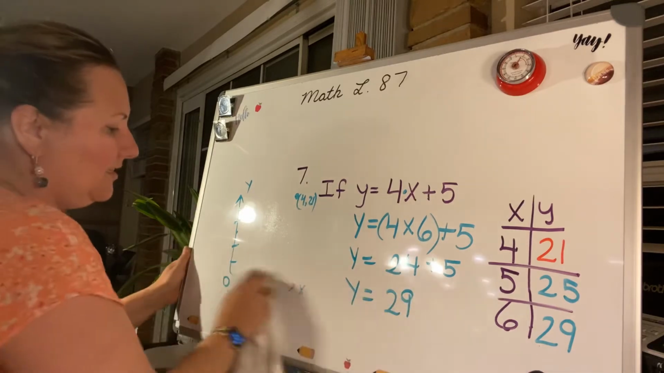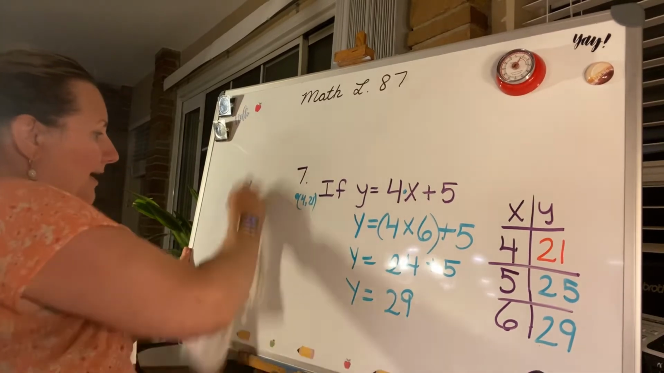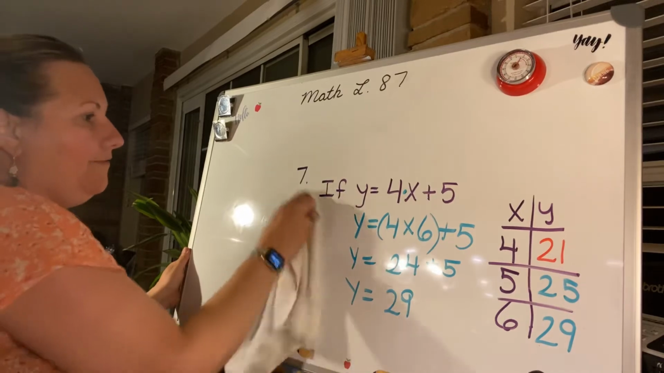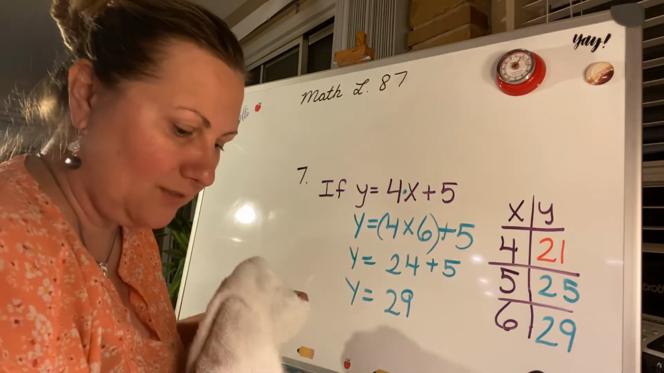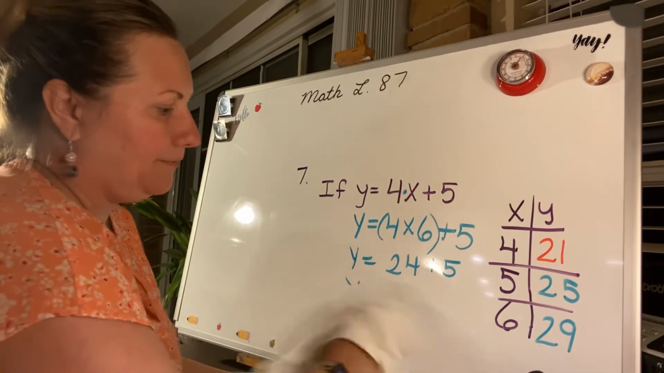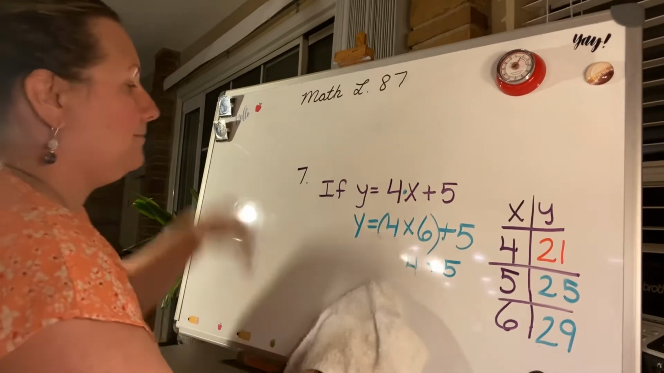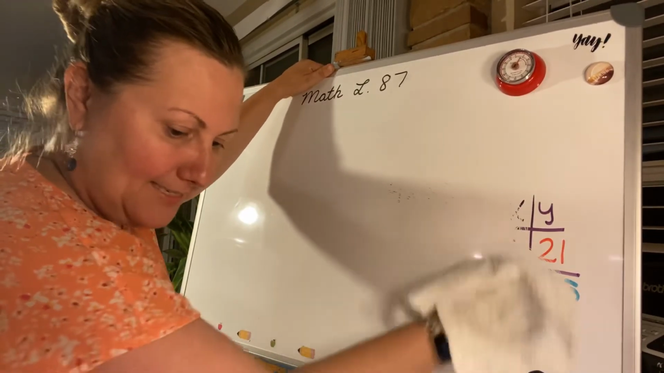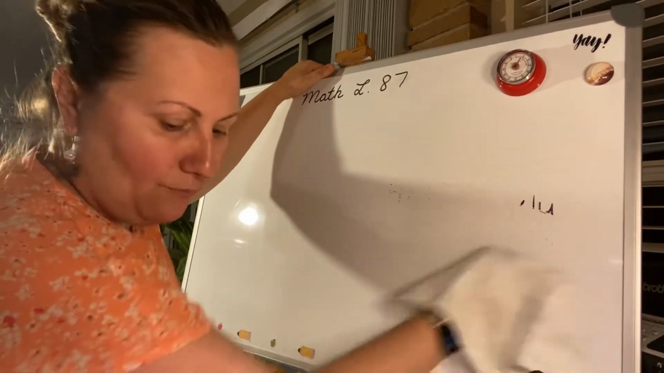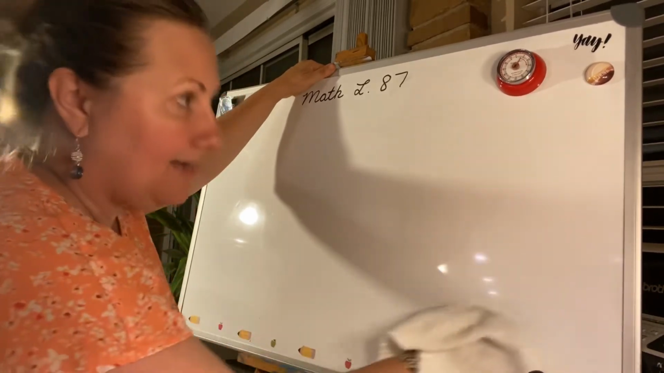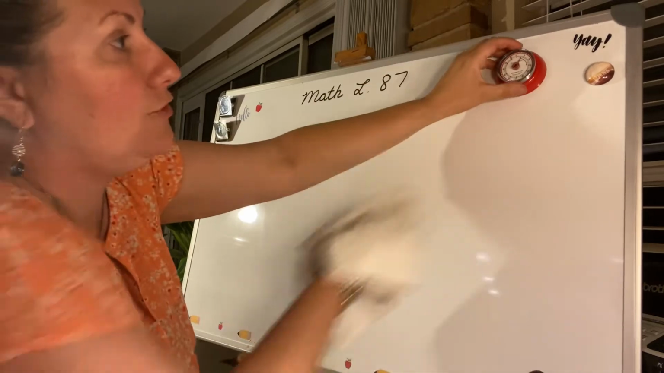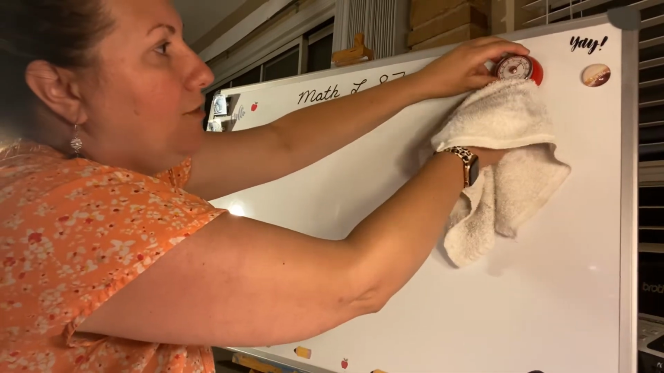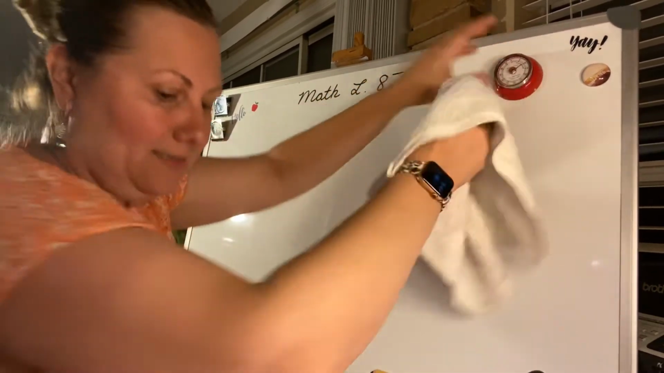But I just want you to see how it can be turned into a graph if that is what we needed to do. That would be like the next step. Okay, so that's number 7. Let's move on to number 8. It says, a regular pentagon has how many lines of symmetry? A regular pentagon has how many lines of symmetry?